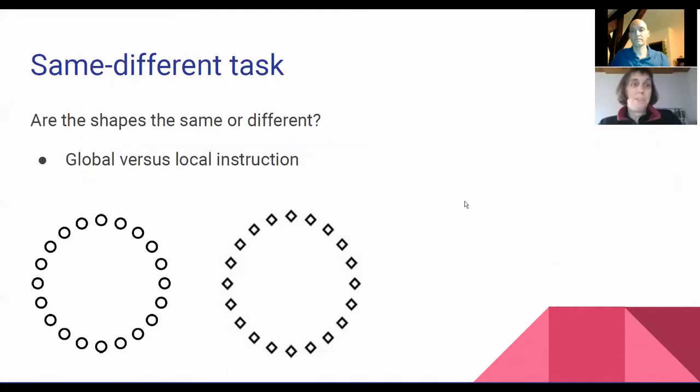Okay, so in preparation for a priming study, we expanded this task and now presented two rather than one shape on the computer screen, and gave participants the instruction to indicate whether the two shapes are the same or different. They were asked to do that either on the global level. So here in this case, with these two stimuli, they would say same because they're both circles. And they were asked to do that on a local level. So in this case, they would have to say different because the left is made up of circles and the right is made up of diamonds.